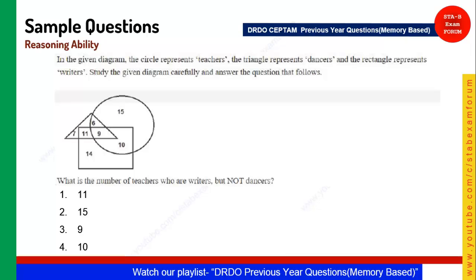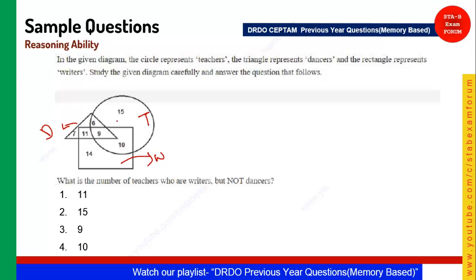Time's up. A very simple one. What does this question indicate? There are certain figures which they are representing. The circle represents teachers, the triangle represents dancers, and the rectangle represents writers. You need to answer what is the number of teachers who are writers.